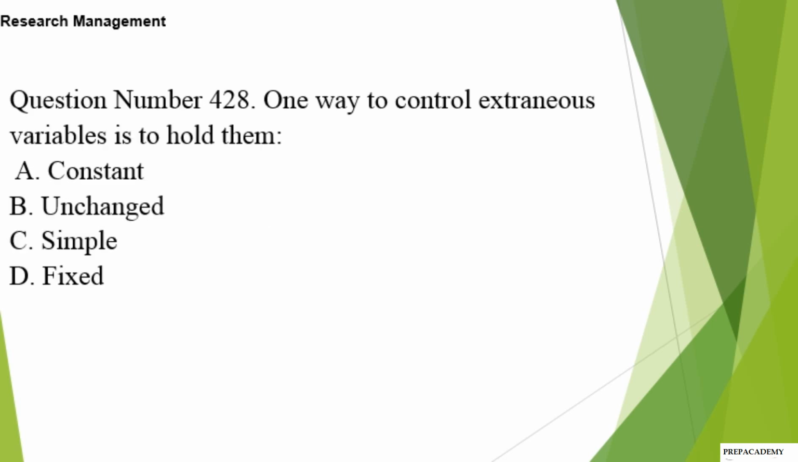Extraneous variable. Question number 428. One way to control extraneous variables is to hold them A. Constant, B. Unchanged, C. Simple, D. Fixed. The correct answer is option A.